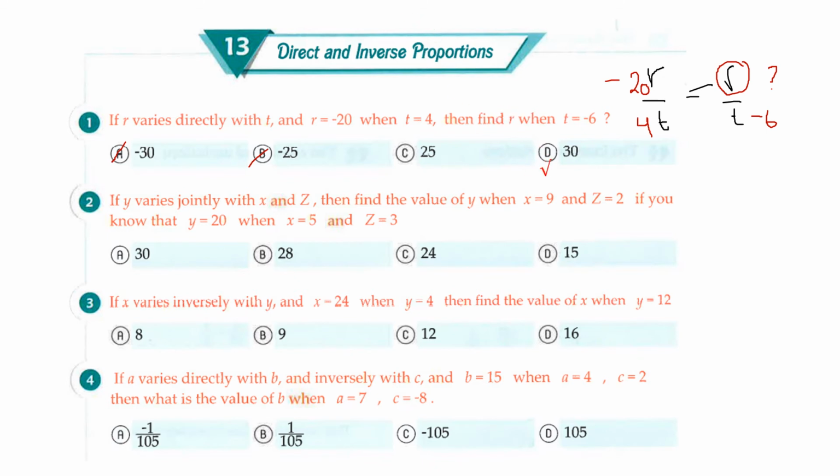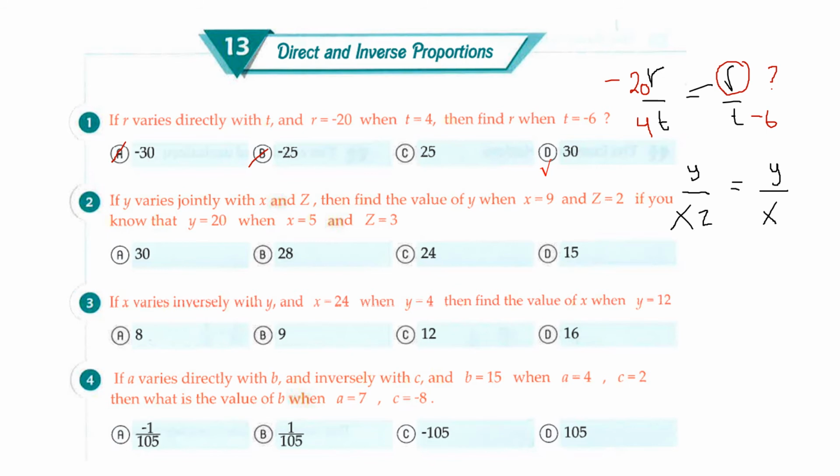If y varies jointly, remember, jointly means also directly, but with two variables, x and z. Then what was the equation? You remember? Y varies jointly, so I'm going to just write y over xz equals y over xz. Fine, this is the joint relation. They are all directly proportional with y.